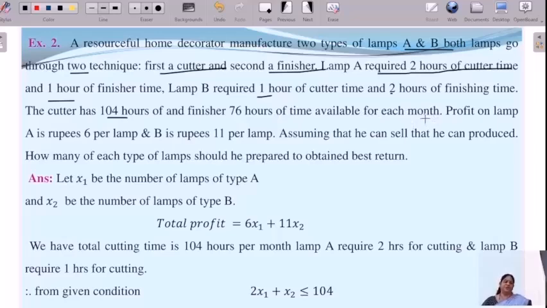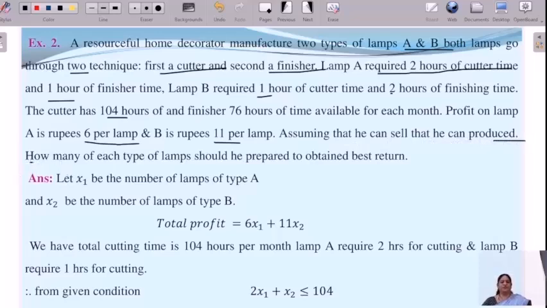This means that when the home decorator wants to produce lamp A and lamp B, he must use 104 hours for cutting and 76 hours for finishing. The profit on lamp A is rupees 6 per lamp and for lamp B it is 11 rupees, assuming he can sell everything that he can produce.